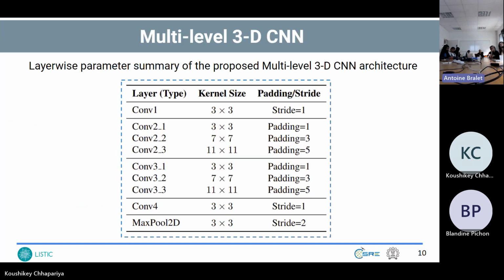So this was the layer-wise parameter table for the multi-level 3D CNN method which I just showed. As I told you, for the 2 blocks I have used different kernel sizes. Padding means that when we take our image, sometimes the boundary of the image gets cropped off. To take the whole image, we do padding. Padding is like adding zeros or ones at the corner or boundary of the image.